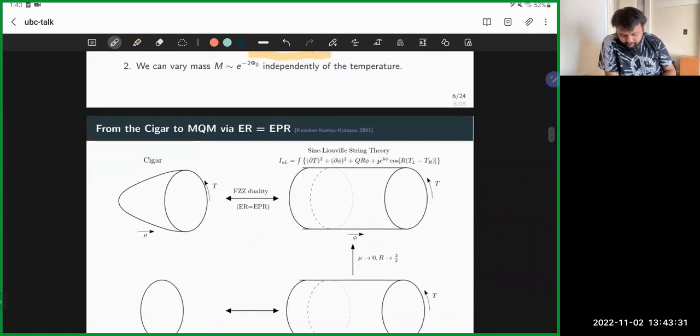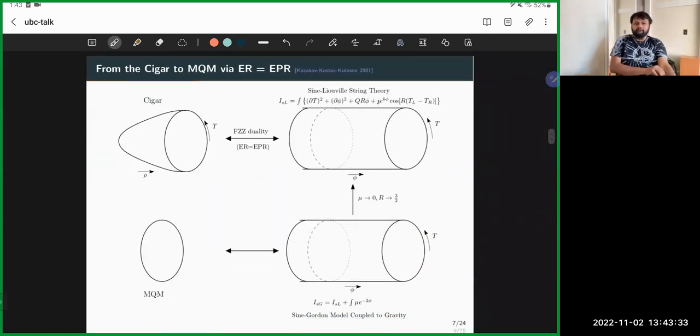Okay, so the cigar is dual to the matrix quantum mechanics via a series of dualities.